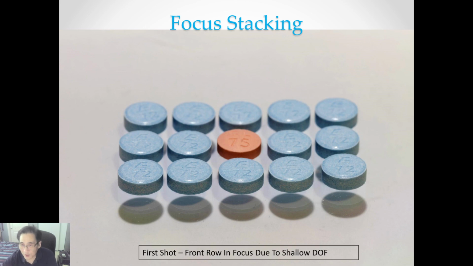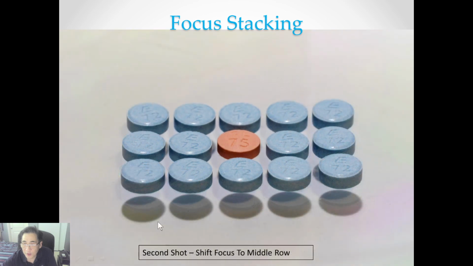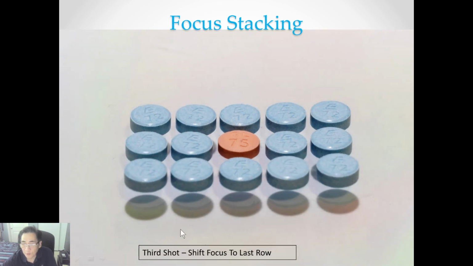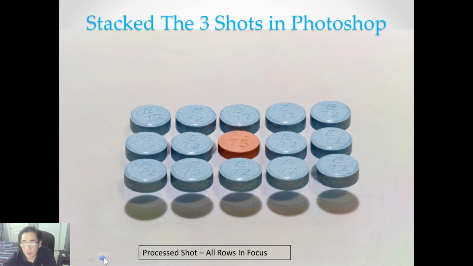Okay, to give you an example, I just lined up some pills that were lying around, and so I took a picture. With the setting that I had, and I don't remember what that was, the focus is only in the first row. So I took one picture, focus on the first row. Second picture, I took it focus on the second row. Third picture, I took it focus on the third row, right? And then I used Photoshop, and I stacked them with Photoshop. It takes like 30 seconds, and it gives me the final picture where everything's in focus. So that's called focus stack.